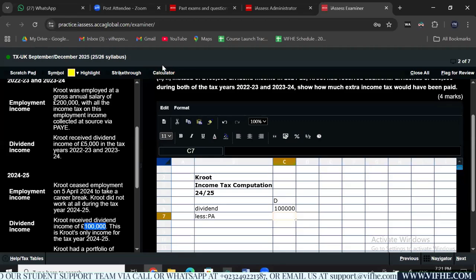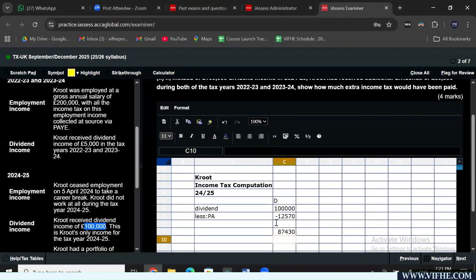As we know, when the ANI of an individual crosses the threshold of £100,000, the personal allowance will be restricted. But here it is exactly £100,000. So yes, the personal allowance is completely available, and this is to be deducted. So I'm going to start with a minus sign before that, 12,570, and that's how we'll come to know what the taxable income for this individual will be.